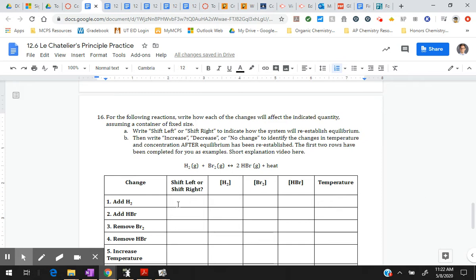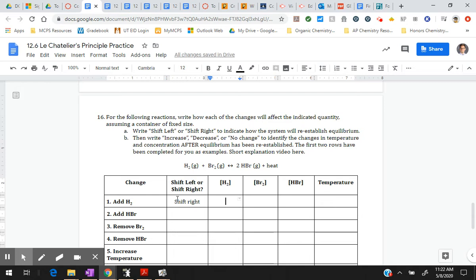So let's assume everything's at equilibrium. By adding H2, I am adding one of my reactants to a system already at equilibrium. That stress results in more collisions between H2 and Br2, my reactants. More successful collisions with my reactants increases my forward rate, which means I will shift to the right.